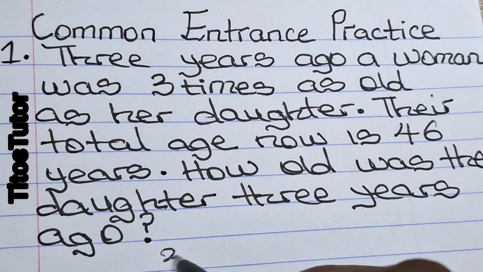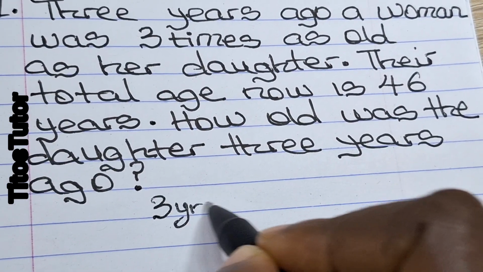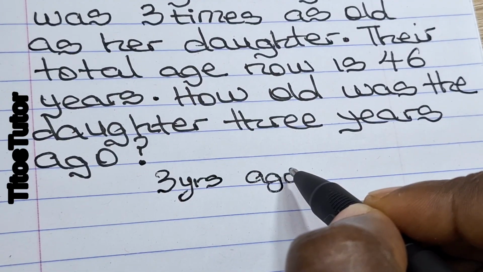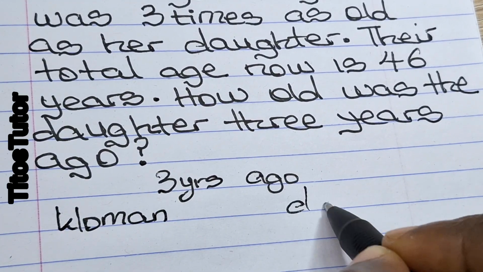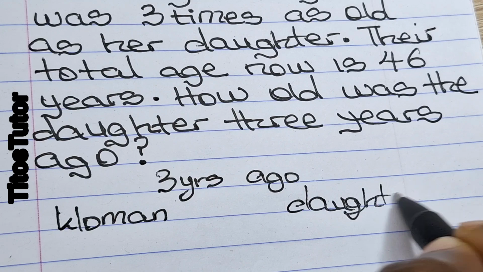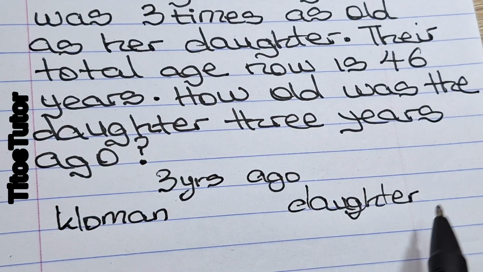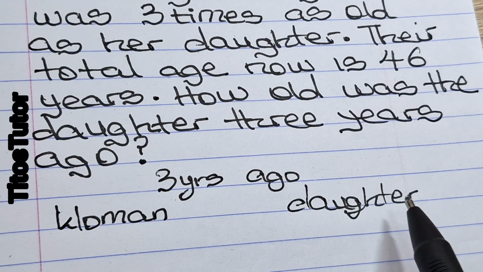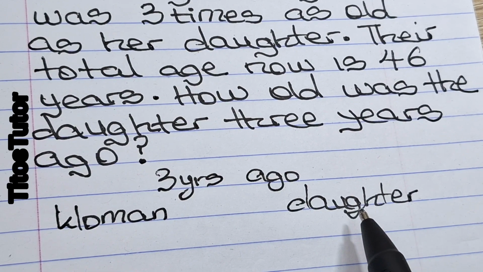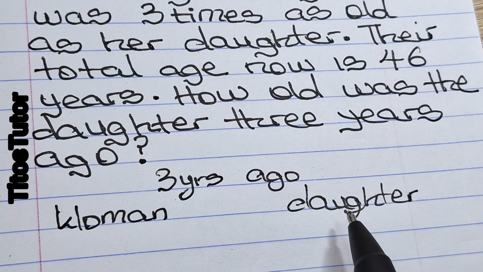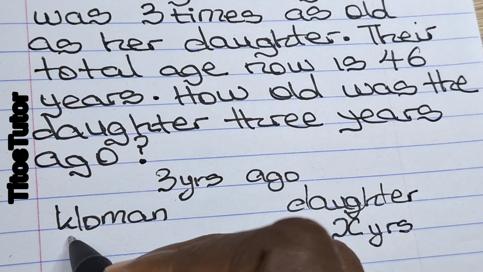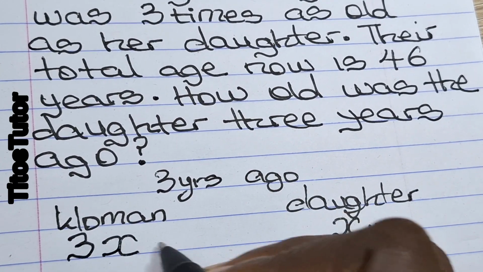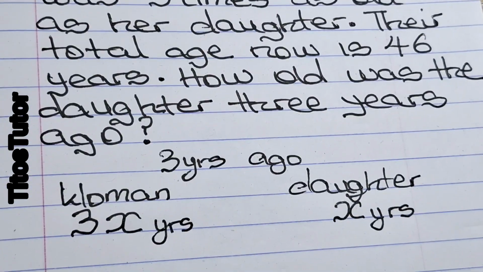So, let's start by saying 3 years ago, right? Start with the woman's age, then daughter on the other side. But it says that the woman was 3 times older, so that means the daughter was younger, right? So start with the daughter's age. Always start with the smaller one. Say to yourself, let the age of the daughter 3 years ago be x years old. That means the woman will be 3 times x years old, which is 3x.